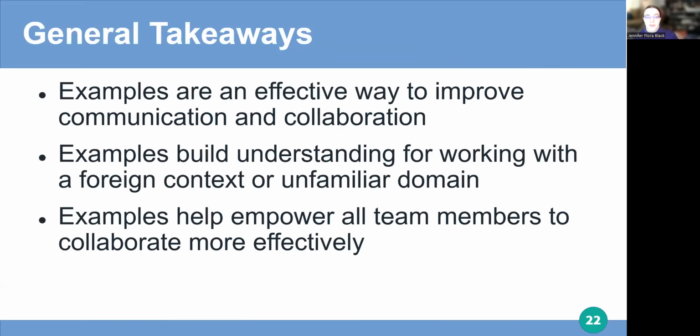So just in conclusion, general takeaways: use examples. They are a very effective way to improve communication and collaboration. They built understanding for working with a foreign context or an unfamiliar domain, and they help empower all team members to collaborate more effectively.